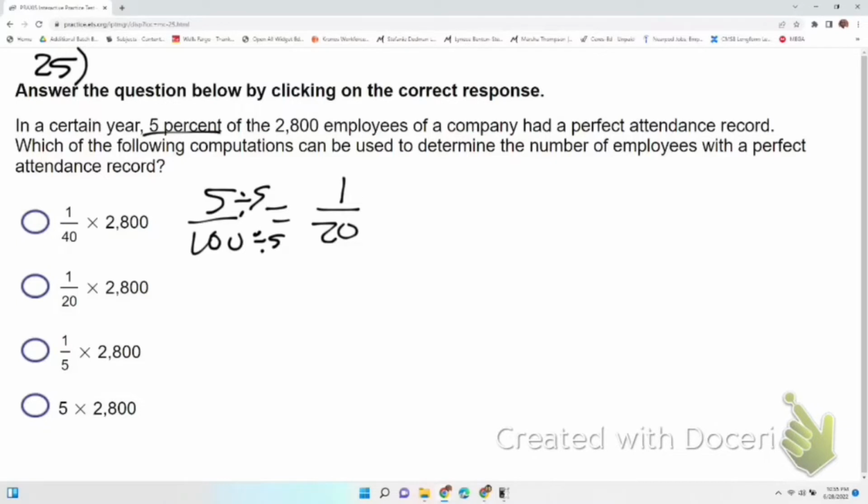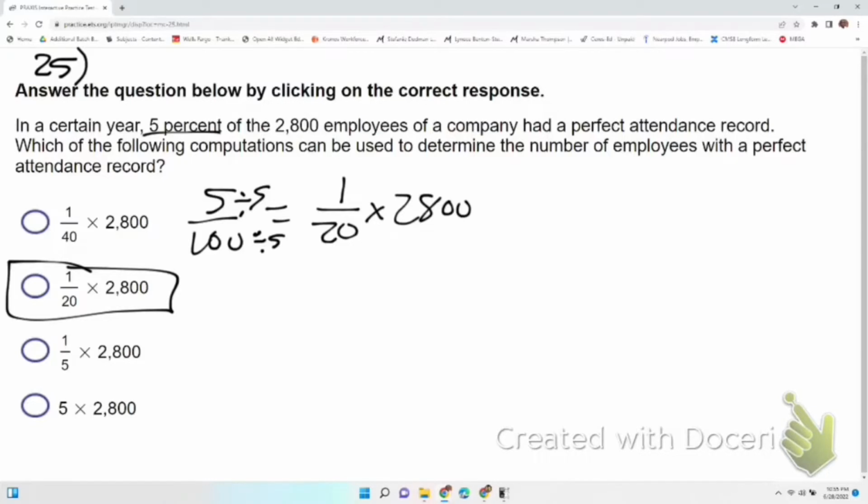If we have that understanding, then we can see how this answer choice 2 will be our answer, because if we multiply 1 over 20 times 2800, we're going to get whatever that number is.